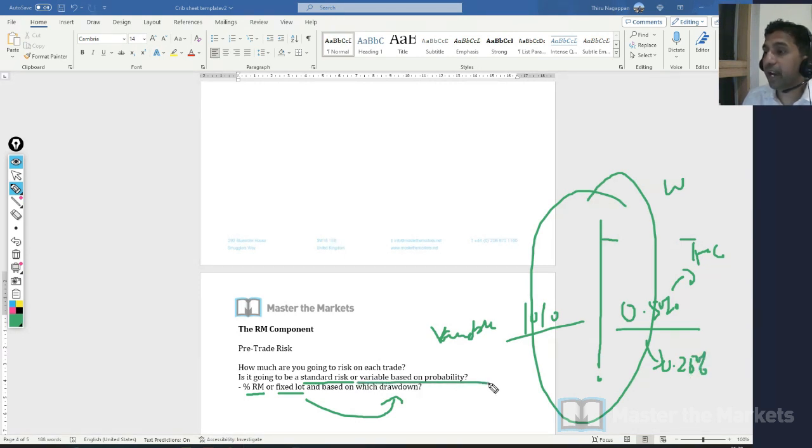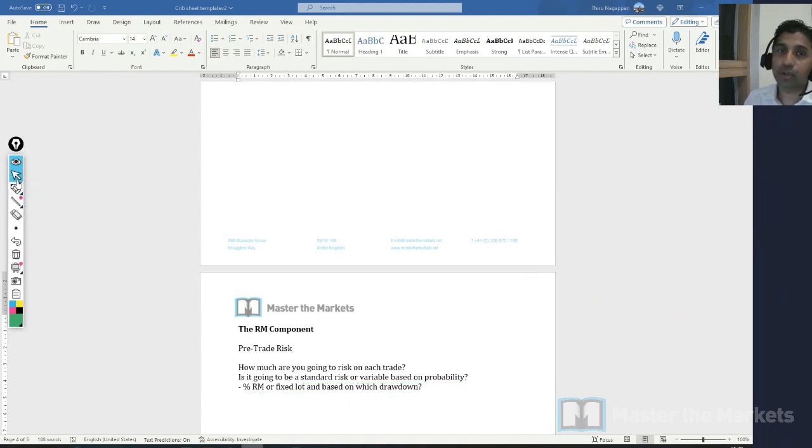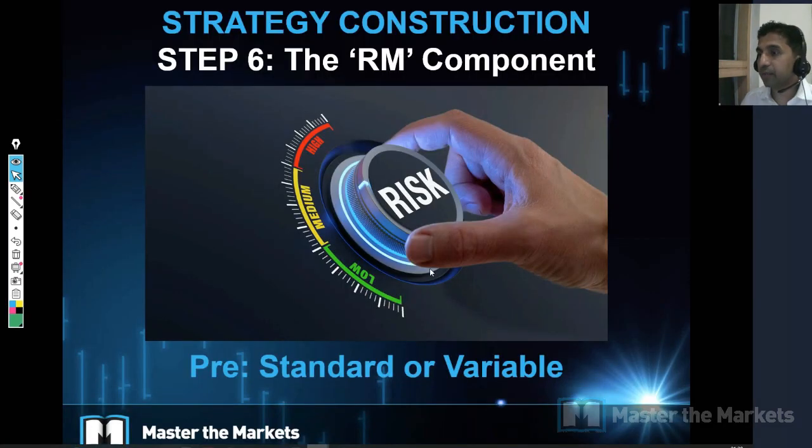This is what we call variable based on probability, and you have to write down the rules for them as well, also backed by all your testing from before, and most importantly by your logic as well. Okay, so that's on the pre-trade risk. All right, enough of that said from me.